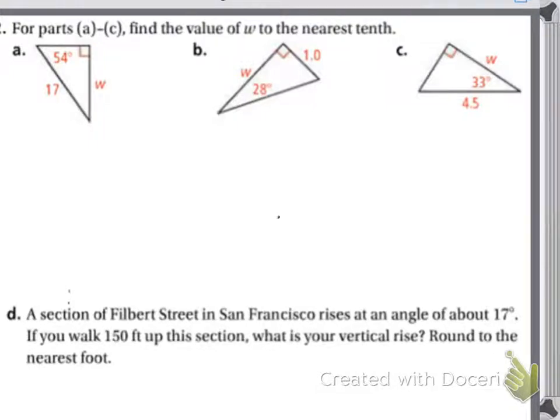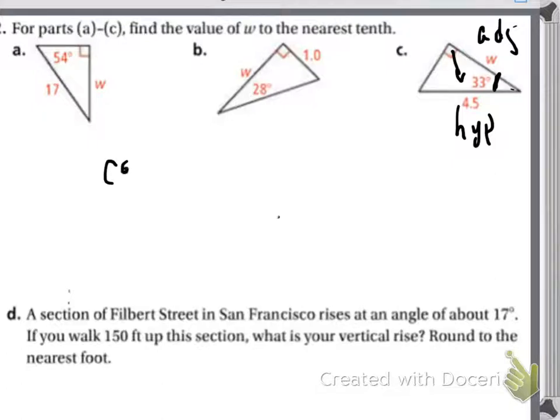Okay, for the last one, we have to find W again. Here's our 33-degree angle. So we have adjacent, and then, no, what am I doing? That's not adjacent, guys. That's the hypotenuse, because it's opposite the 90-degree angle. Come on, focus, Mr. Weber. And W here is the adjacent side. So we have hypotenuse and adjacent, so we're going to use cosine.